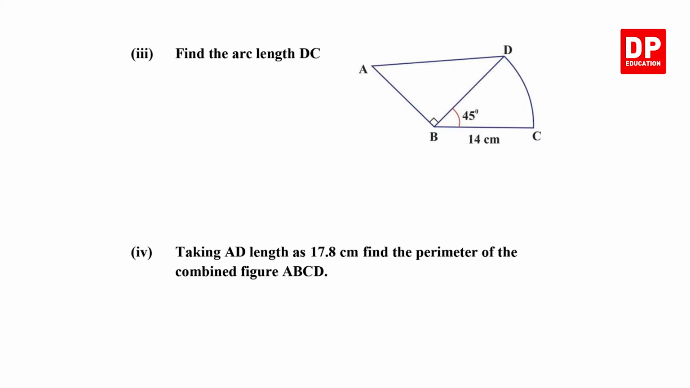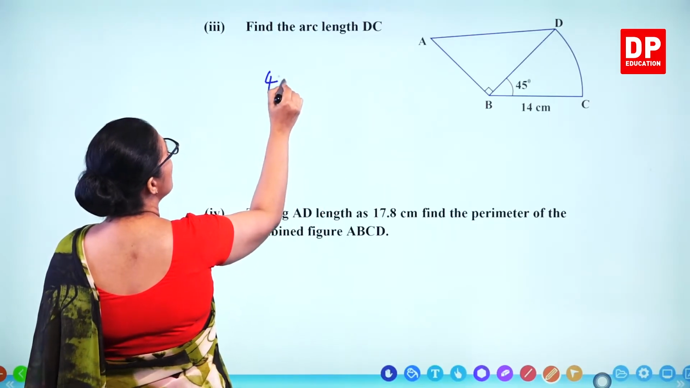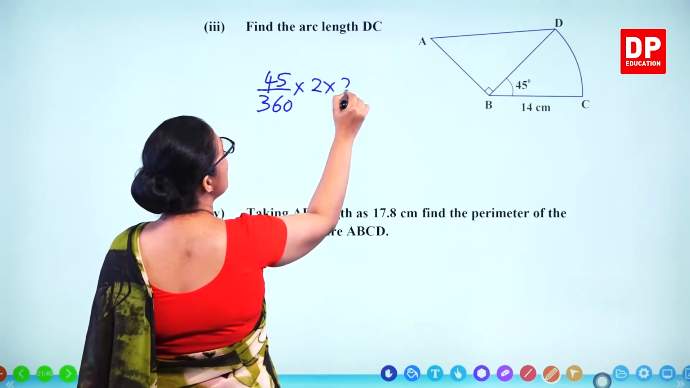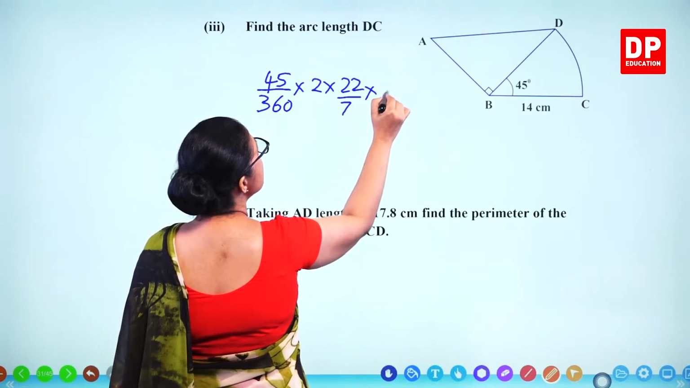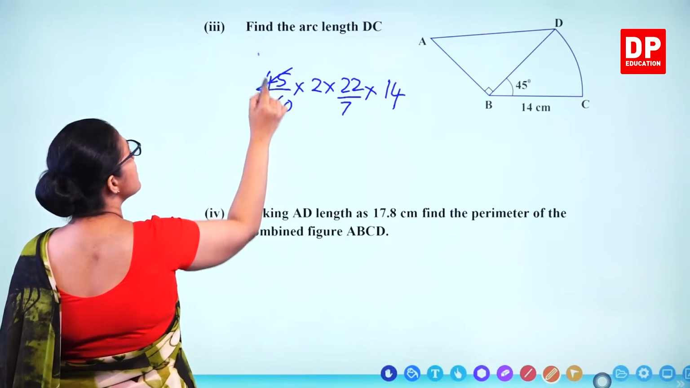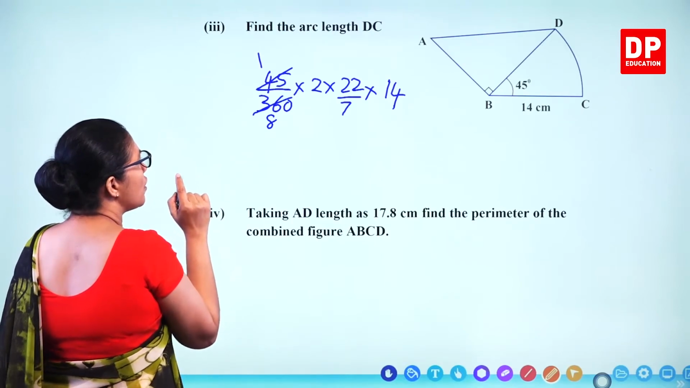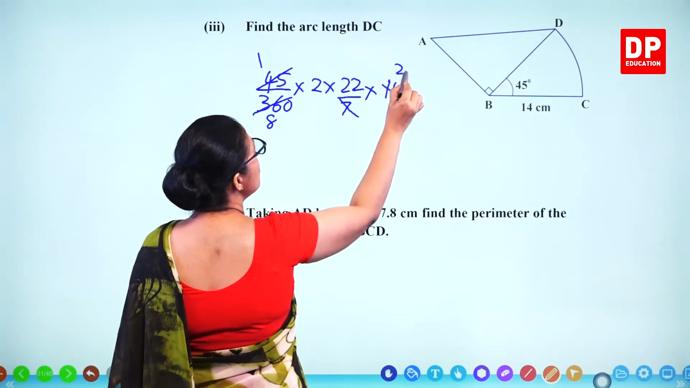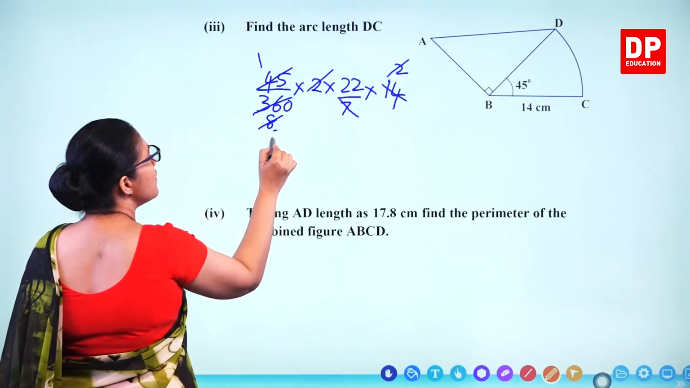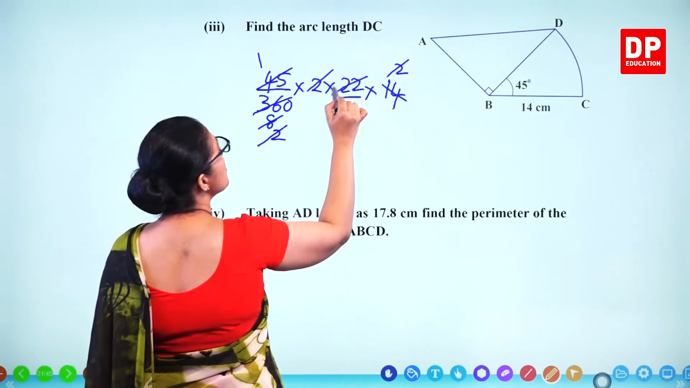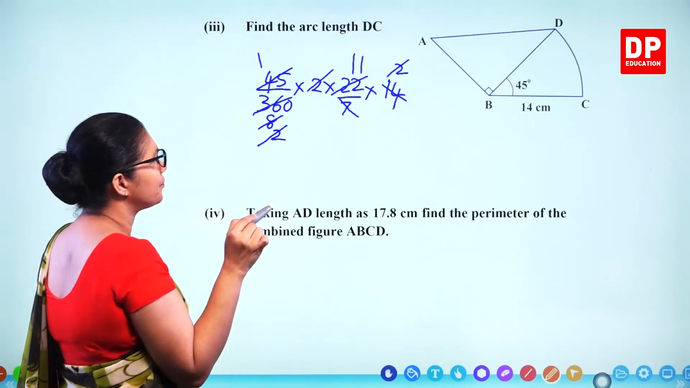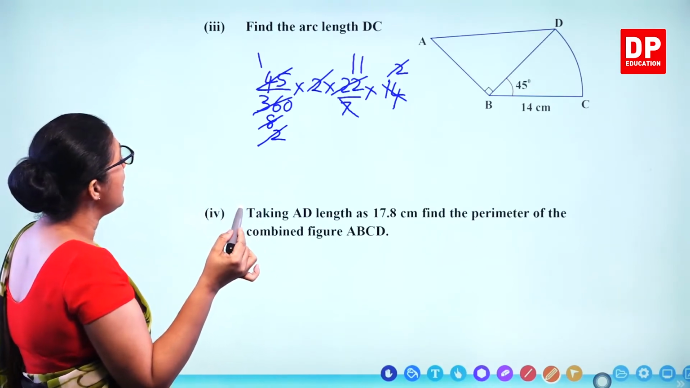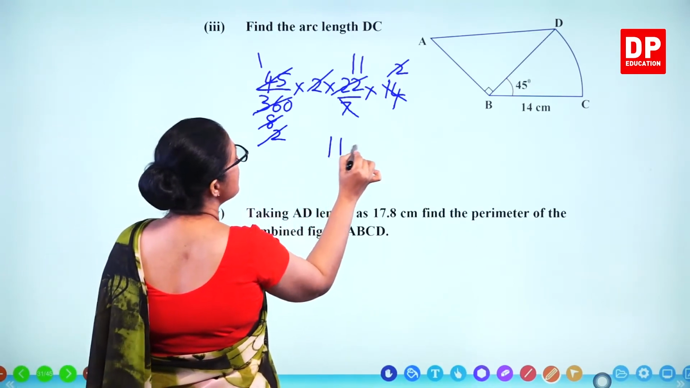How do we find the arc length? Angle is 45. 45 over 360 into 2 pi r. 2 into pi 22 over 7. Radius is 14. Here we found out this is 8 times bigger. 45 times 8 is 360. 7 times 2. 2 and 2, 4. This becomes 2. 2 times 22, that's 11. 2 and 22, it gets cancelled out with 11. So finally we end up with 11 centimeters.